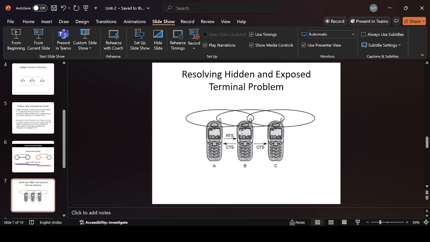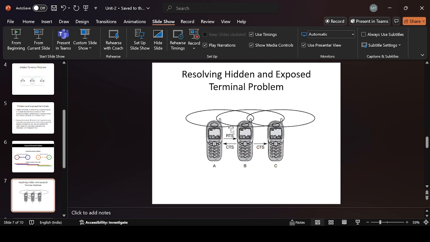One is the RTS, request to send. The other one is CTS, clear to send. Now we'll see how the problem is resolved. Again, consider three nodes A, B and C. The transmission range of A reaches B and not C. Similarly, the transmission range of B reaches A as well as C. Now, A wants to transmit something to B.